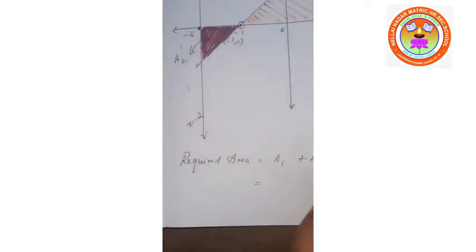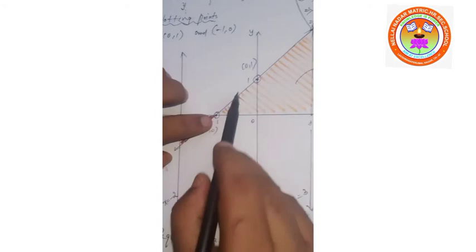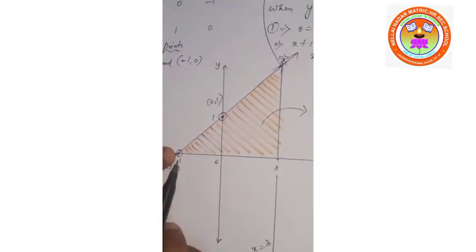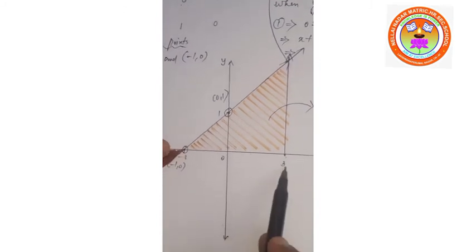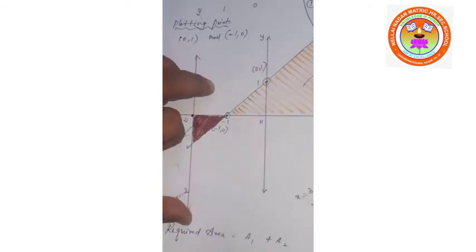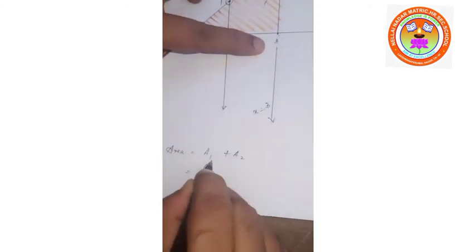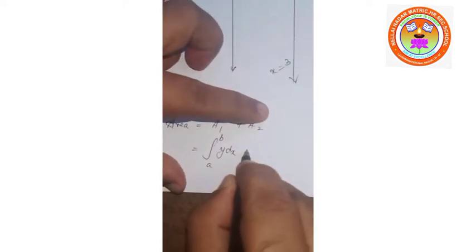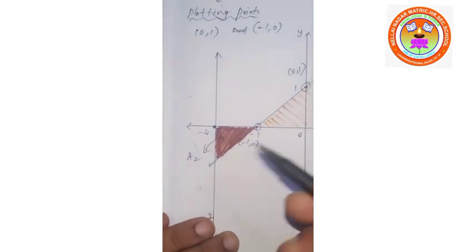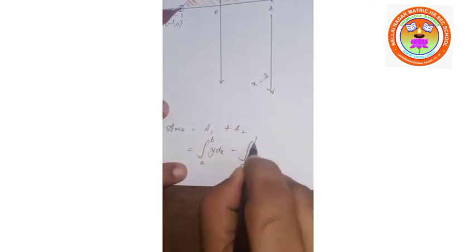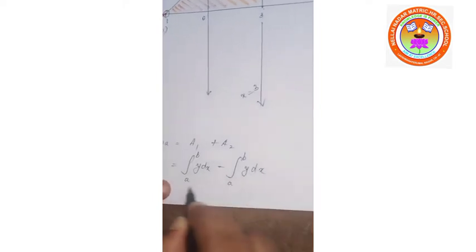For A1, in this closed region, this is a starting limit, this one is the ending limit. Starting limit is minus 1, ending limit is 3. So minus 1 to 3. This one lies above x-axis. So write the formula: integral a to b y dx. Next one, A2 lies below x-axis, formula minus integral a to b y dx.